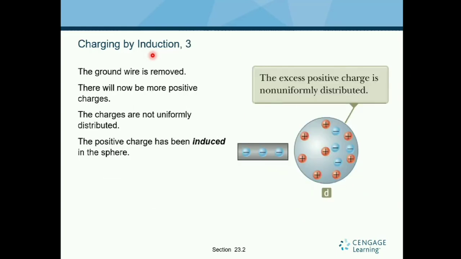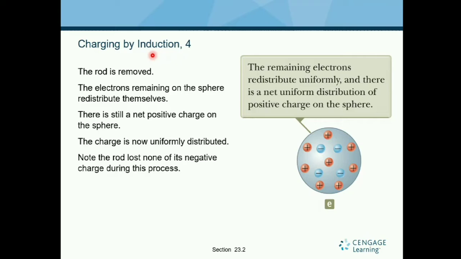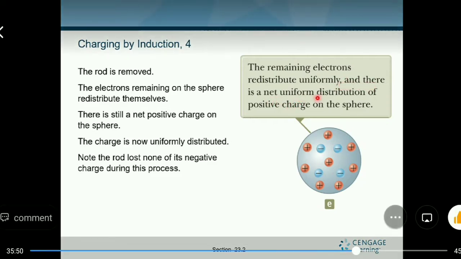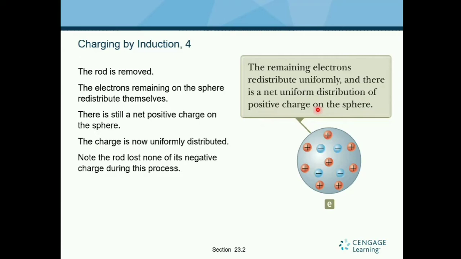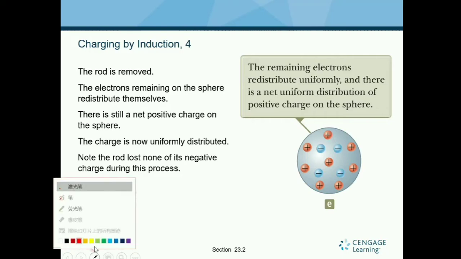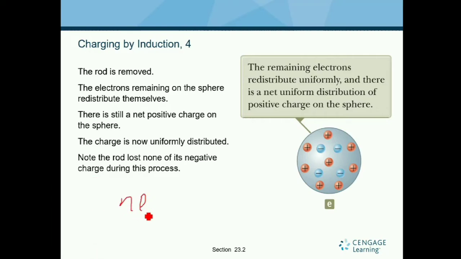Okay. Then what we can see is that when the rod is removed, the electrons remaining on the sphere redistribute themselves, but the total number of negative charges will be less than the total number of positive charges. So the remaining electrons redistribute uniformly, and there is a net uniform distribution of positive charge on the sphere. So basically, when we're talking about charge, we're always talking about net charge, okay?